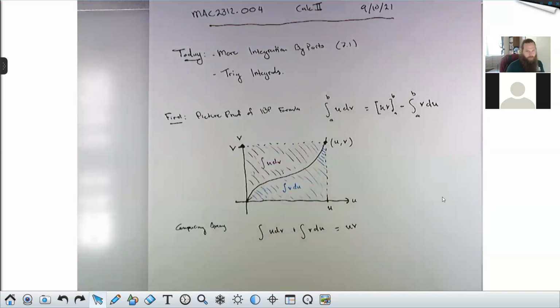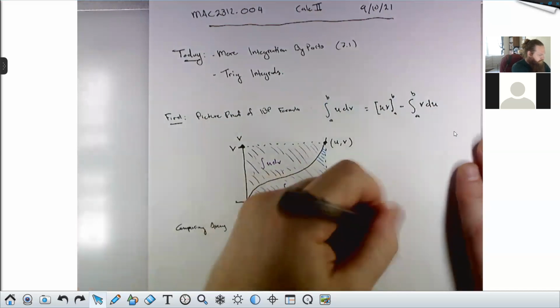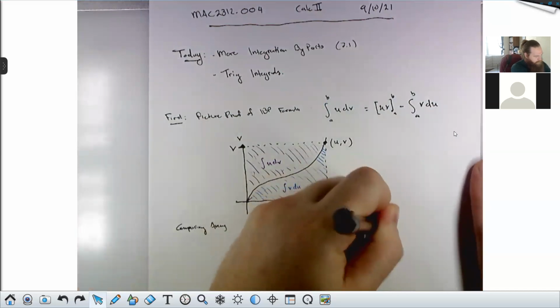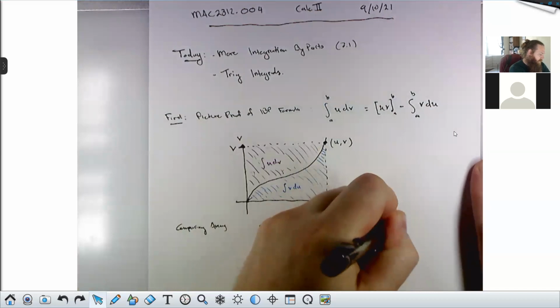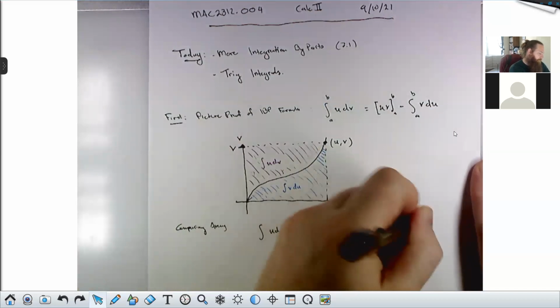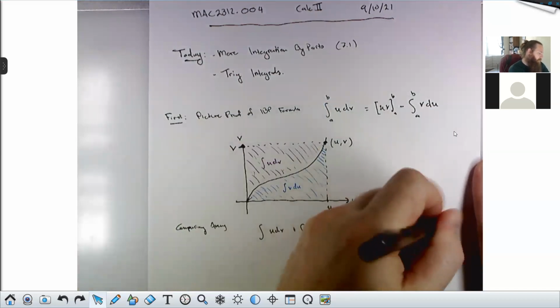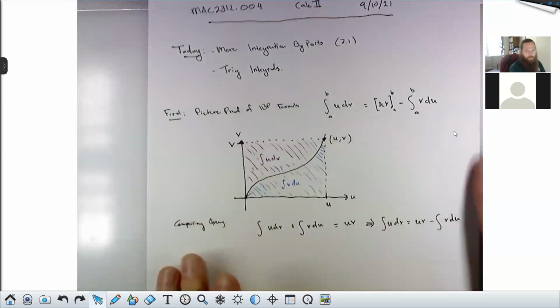And really, as I've drawn it here, we're going from like 0 up to u in the one guy and 0 up to v in the other guy. So to fiddle with the bounds here would require a little bit of love to actually get the exact statement here. But I can show you first that this rearranges into the regular IBP formula, just by subtracting that other integral over.